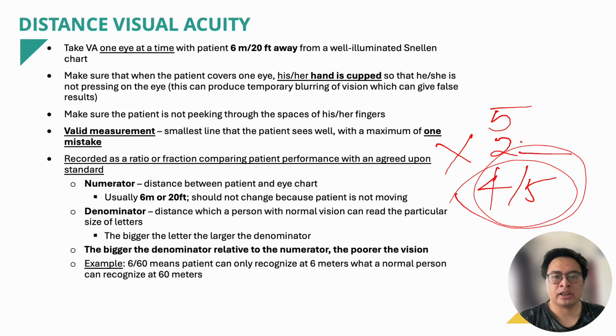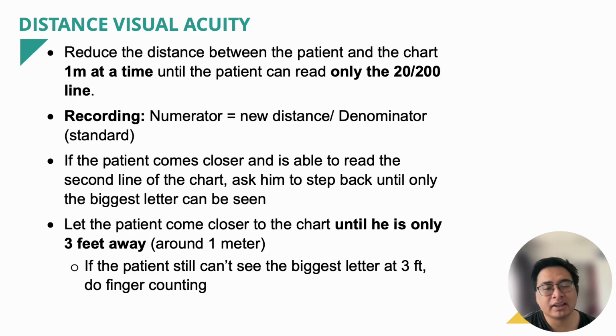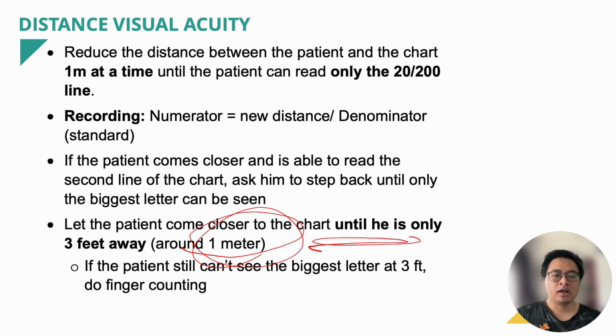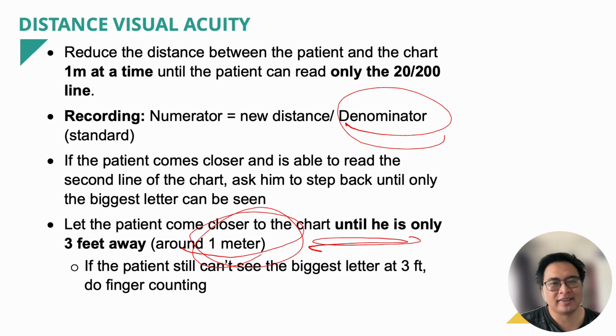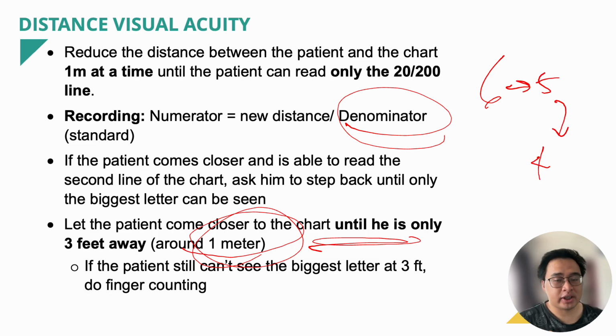Okay. So, what if the patient is unable to read the biggest letter? Then you ask the patient to approach the chart 1 meter at a time. Okay? Ulitin ko ha, pag hindi nababasa ng patient yung pinakamalaking letter, ask mo palapitan 1 meter at a time until the patient is already 1 meter away from the chart. So this time, instead of the denominator changing, the numerator is the one that's going to change, right? So, instead of 6 meters, it's going to change to 5, 4, and onwards.